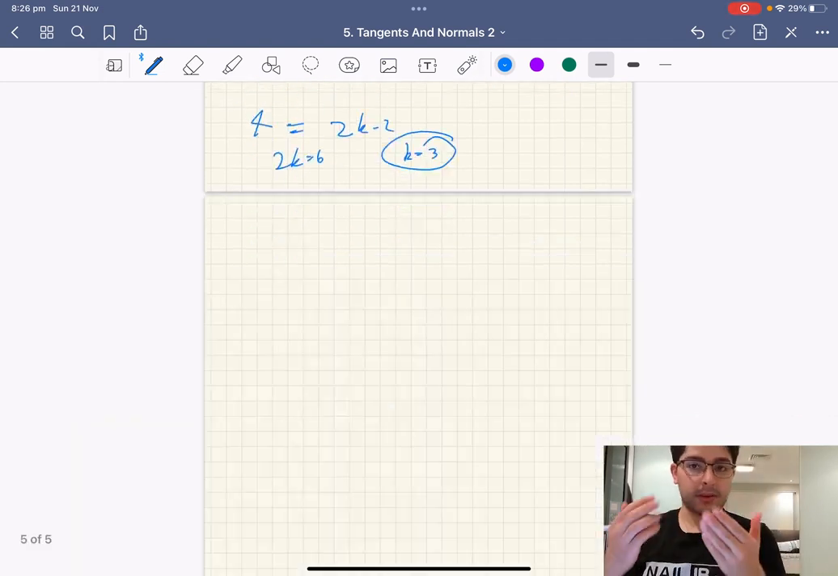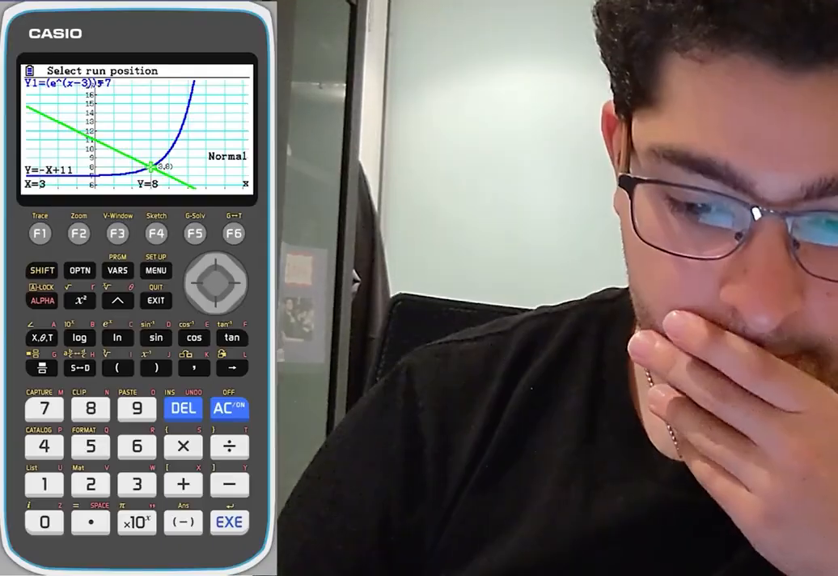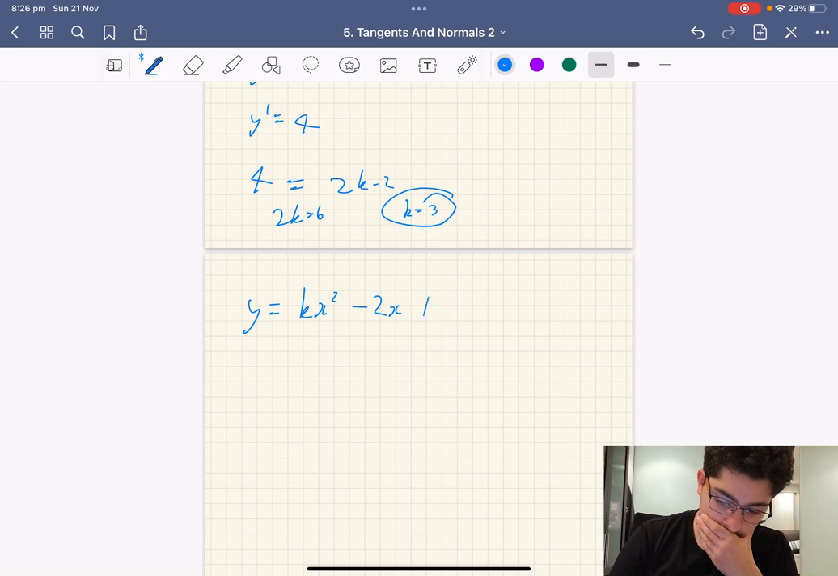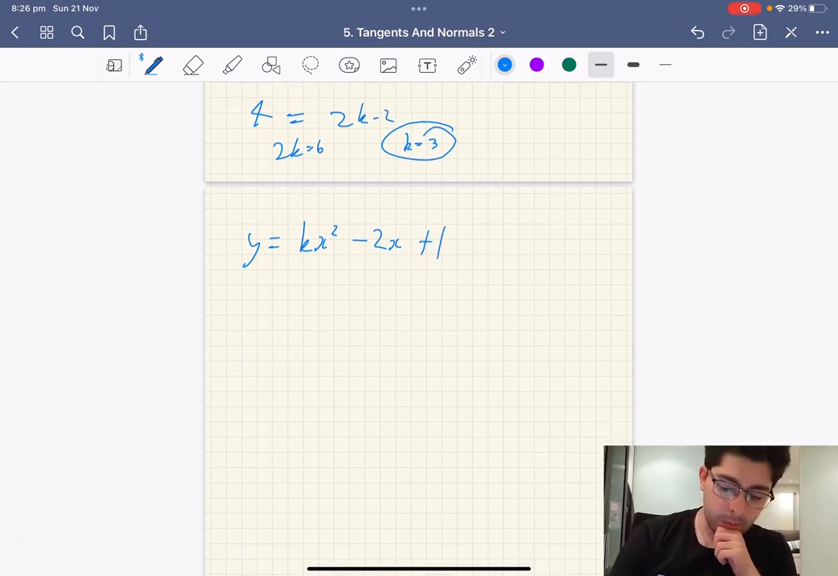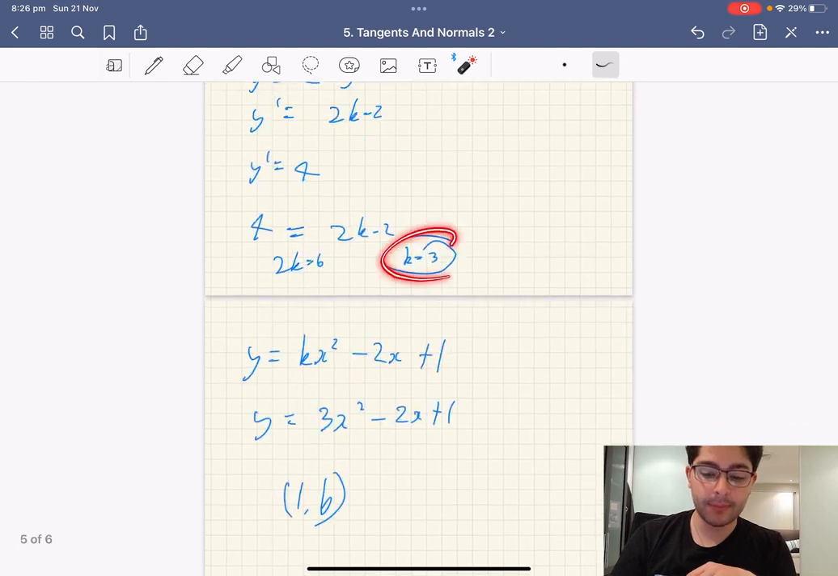Now what we can do is sub it back in. We know y is going to equal kx squared minus 2x plus 1. Okay, now that we have that, we can sub in k equals 3. So y is equal to 3x squared minus 2x plus 1. And we know we have coordinate (1, b). Remember, b was the other thing we needed to find. We found k, but we haven't found b.